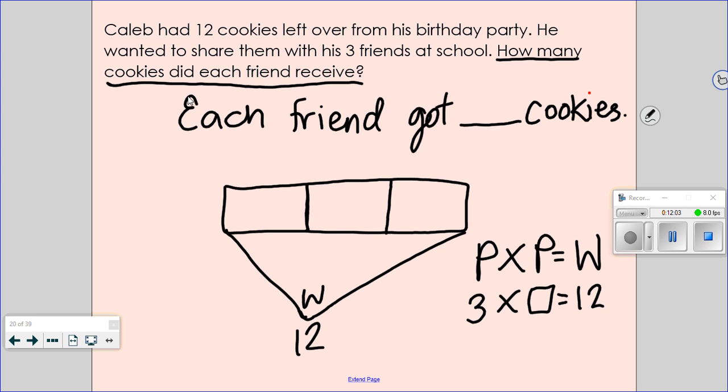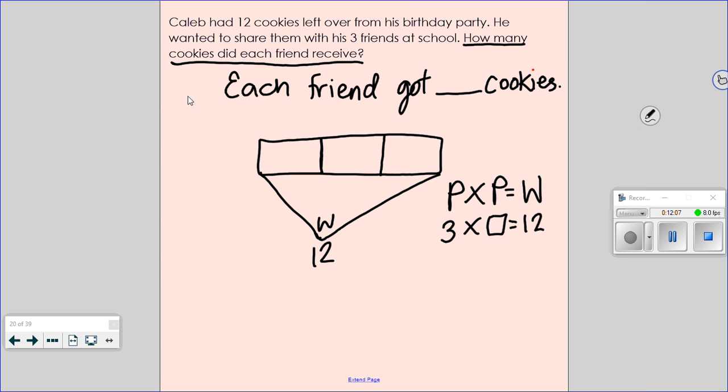We could also do, because we know from multiplication and division, whole divided by part equals part. Do I know the whole? Yes. What is it? 12. Divided by, how many groups do I have? 3 equals 1.